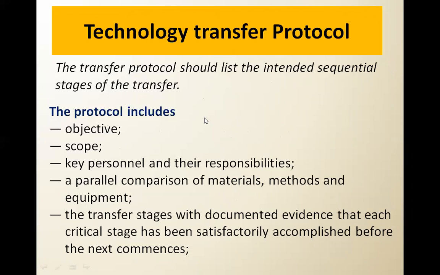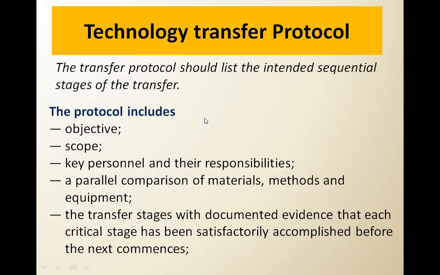So number one is the objective. After the objective there is the scope. After scope, key personnel and their responsibilities, which persons are involved and their responsibilities. Some departments are there, so in detail we will see this point. Then a parallel comparison of materials, methods and equipment. Here we have to compare materials, see excipients, drugs, the methods which we are using, some SOPs, and then some equipment. We already know that there must be the same equipment.